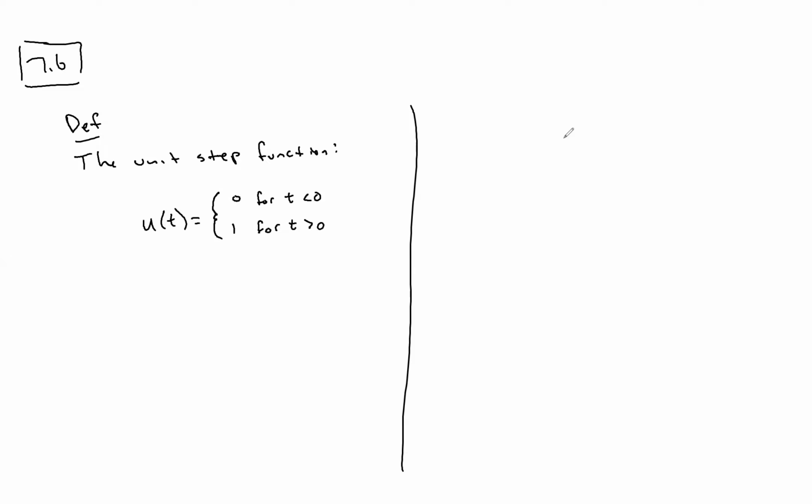Graphically, what this would look like is, if this is our t-axis, for t less than 0, our function is always 0. But then at 0, we switch to a y value of 1, and then it's just 1 from then on. Okay, so there's our unit step function.